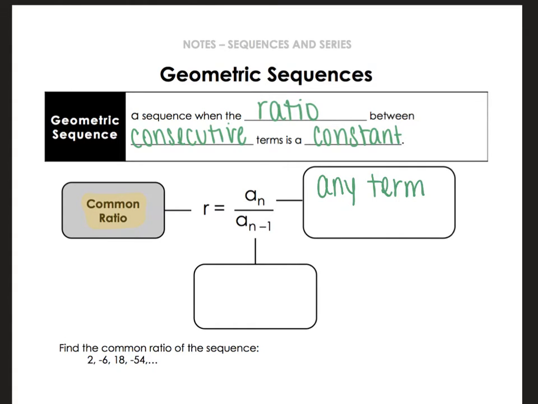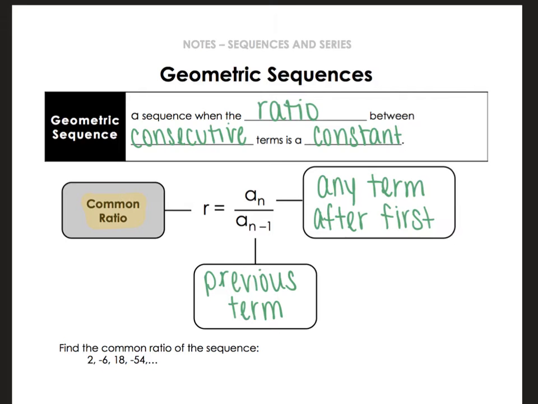Now, to be specific, we just have to say after the first. We can't do this without the first term. So any term after the first. a sub n minus 1 just means the previous term, just like last week. So we're going to take any term and divide it by its previous term, and that's going to help us find the common ratio.